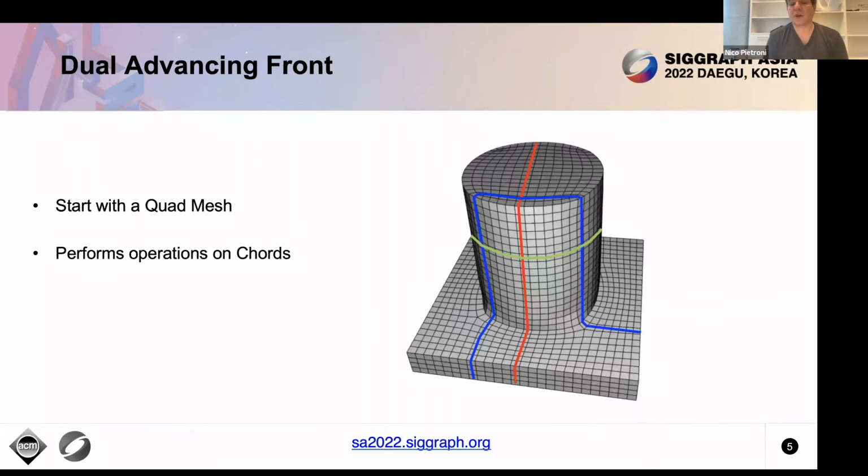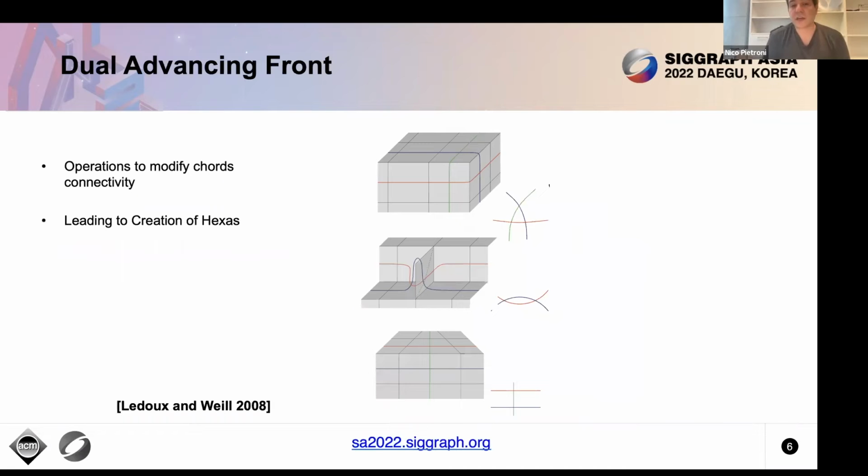Because some of the dual advancing front methods that start with the quad mesh are based on chords, right? You have to perform operations on chords and simplify these chords in order to have a final Hex-Mesh. So you can analyze how these chords are on the original surface, right? You can see that the black lines are the primal, and the chords, shown in red, green, and blue, show the dual, right? And then you can use some kind of operation that leads to the creation of hexahedra, and then you propagate these chords into the interior.